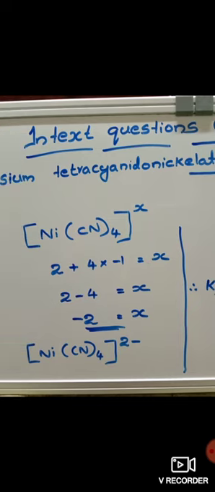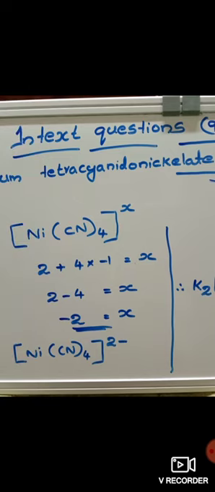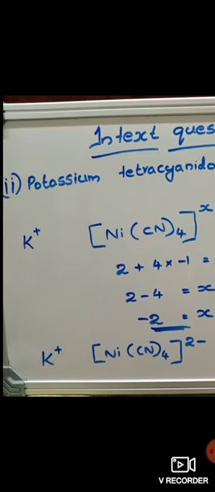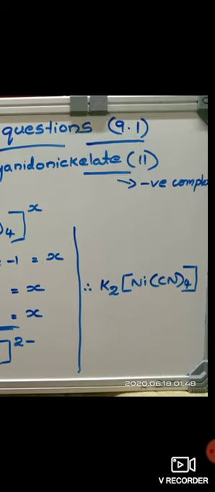How can we calculate? Nickel, the charge is 2. It is given in the question. So, 2 plus 4 into minus 1 is equal to X. 2 minus 4 is equal to X, or X is equal to minus 2. We know that this is the negative part of the complex and the charge we got is minus 2. So, [Ni(CN)4]2− is the complex. Now, it is combining with the K plus. Interchange the charge. We will get the product K2[Ni(CN)4].